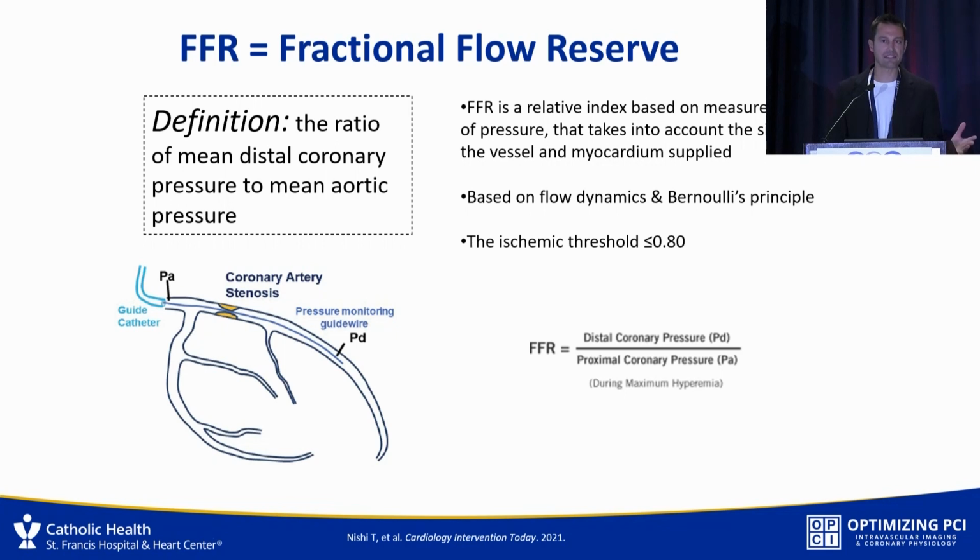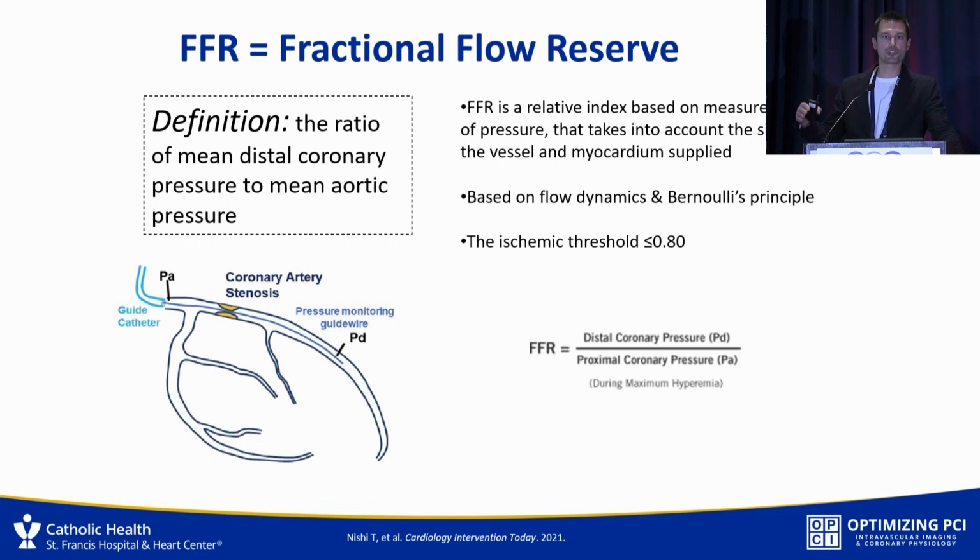So, basic definition: fractional flow reserve, or FFR, is the foundation of invasive coronary physiology, and it's simply a ratio of mean distal coronary pressure to the mean aortic pressure. The way we do this, most of the tools have 2 sensors, a distal sensor and a proximal sensor. If you think about a tube, and you were to measure pressure and flow at the beginning and the end of that tube, if it was an empty tube, it should be the same. Your FFR value or ratio is going to be 1.0.